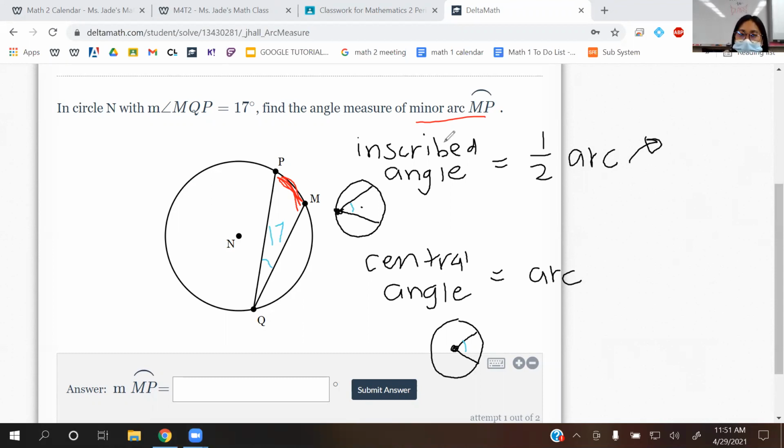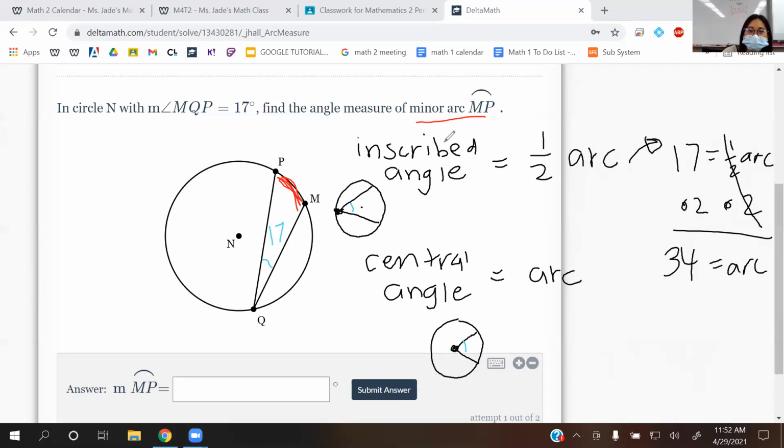So we have the inscribed angle, 17, is equal to 1/2 of the arc. We don't know what the arc is, that's what we're looking for. Since it's equal to half of the arc, to solve for the arc, you just multiply by 2. 17 times 2 is 34. The 1/2 and the 2 cancel out, so 34 is equal to the arc. Any questions for this one?